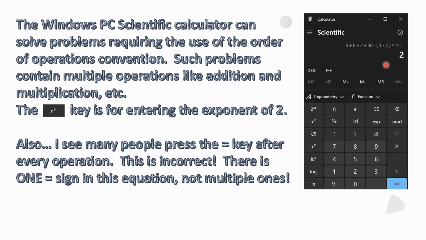And this may be a bit much for some people. You just wanted to get the answer to the problem, and I get that. I just wanted to also mention that I do see a lot of people press the equals key no matter what calculator they're using after every operation. They would go in there and do 5 plus 6 equals, plus 2 equals, plus 30 equals, minus, and then the thing is, I don't know why, I really don't understand why people do that. I guess not everyone knows how to use a calculator correctly. If you look at the equation, there's only one equal sign in the equation at the very end. There's not multiple equal signs. So I just want to warn people about that.